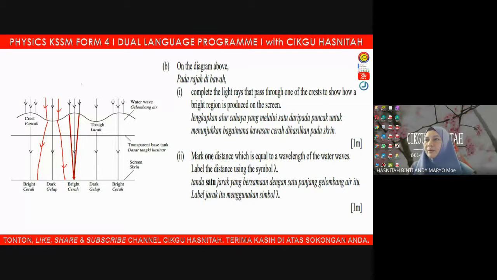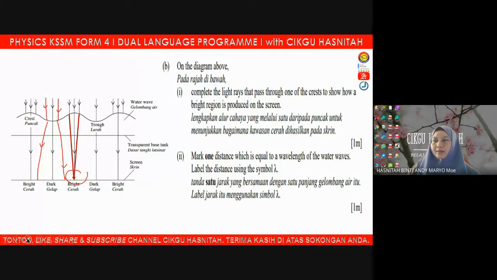So you can draw at any crest, either this one or the next one. They give you 1 mark for that when you show this. And again, don't forget to draw the arrow as well. Then in number 2, you have to mark one distance which is equal to a wavelength and label it with the symbol lambda. So which distance represents the wavelength?